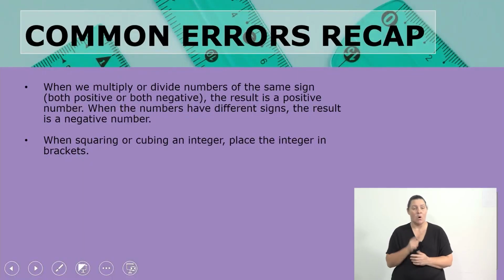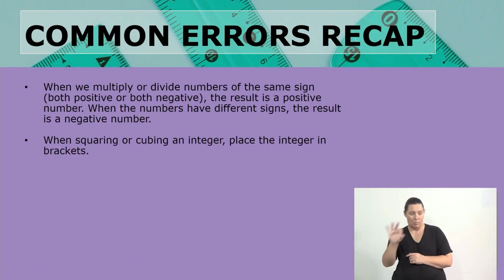When squaring or cubing an integer, place the integer in brackets. This is very important because when the integer is in brackets and we are squaring or cubing, then we will know whether to include the negative when we are squaring or not. So if the negative is outside of the bracket, then this means that it will not be included when we are squaring our integer. But if it is inside the bracket, that means you would be squaring that negative number.